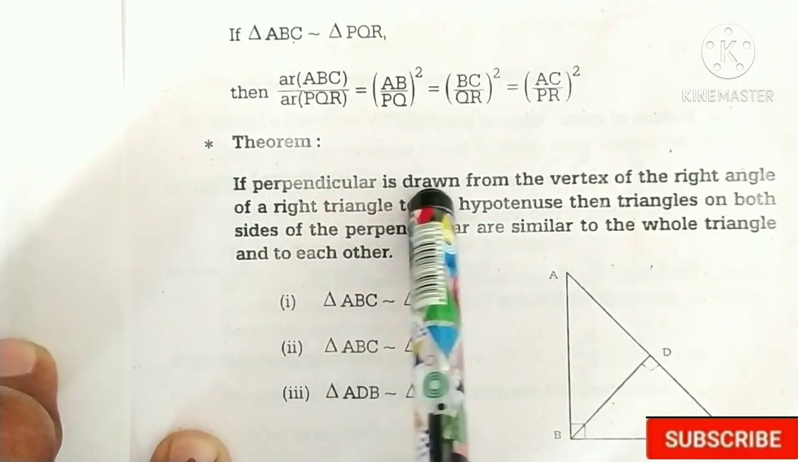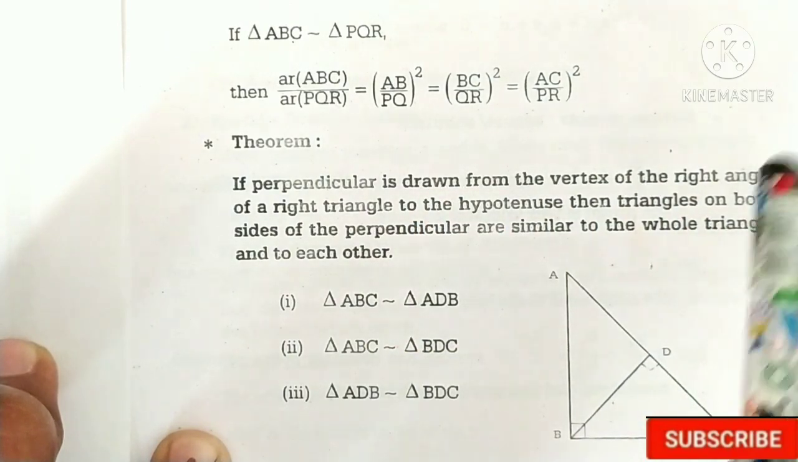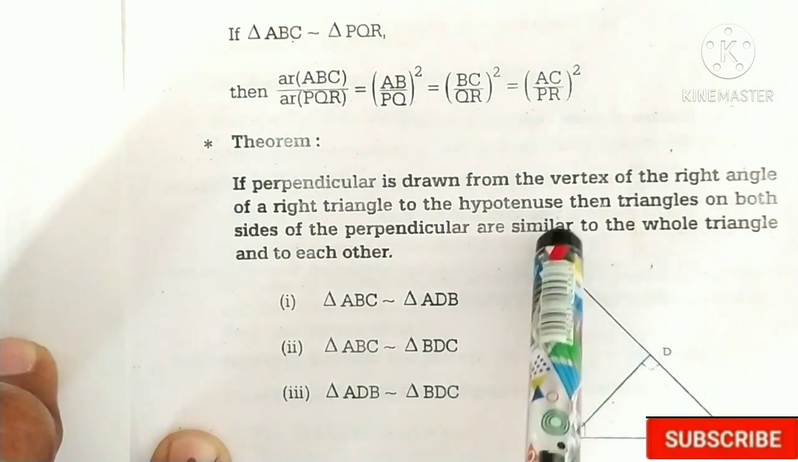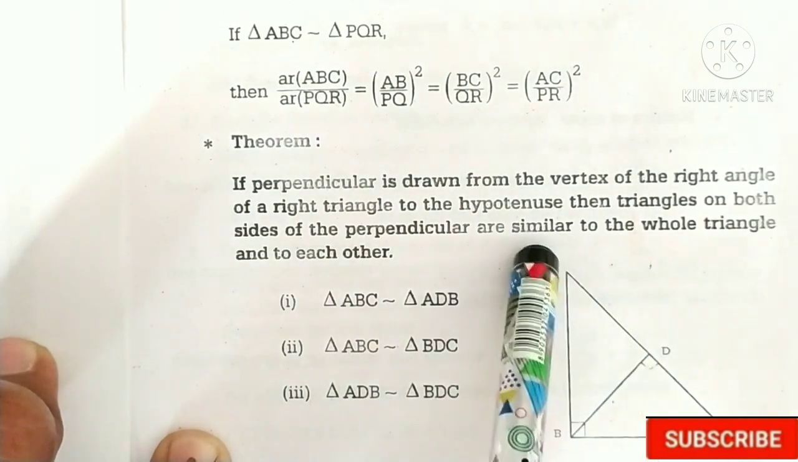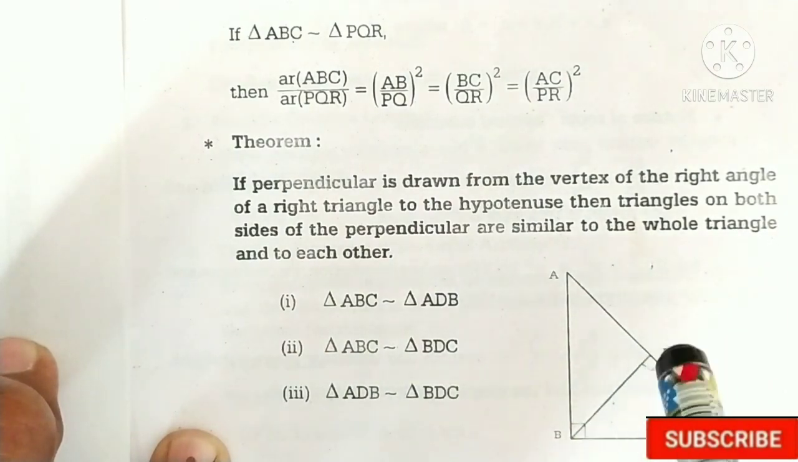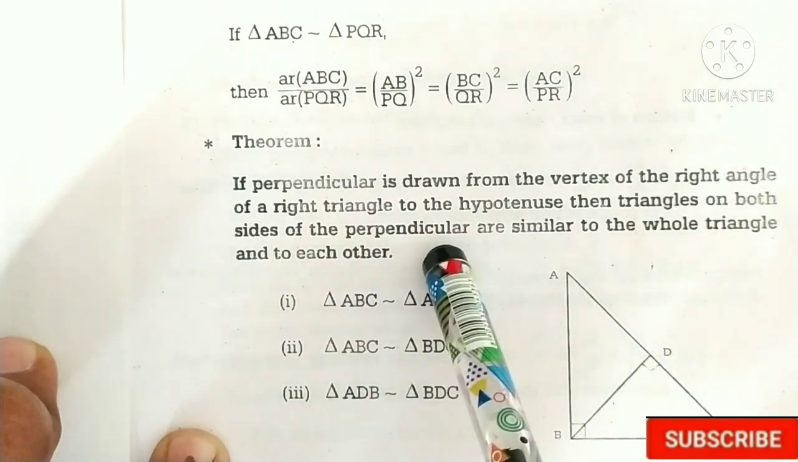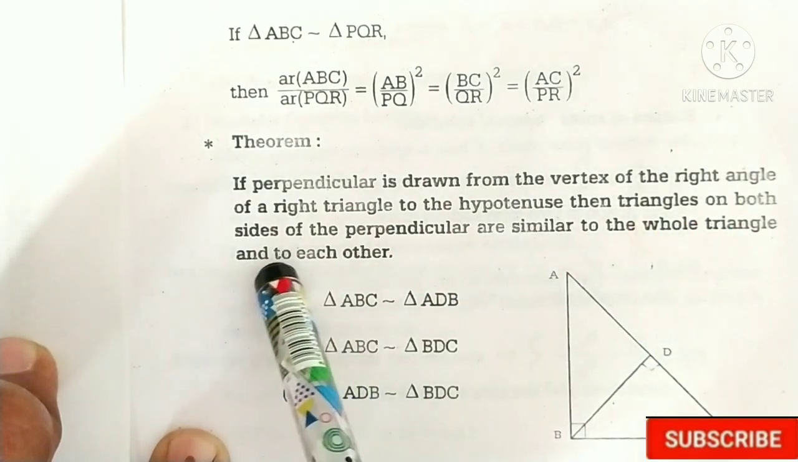If a perpendicular is drawn from the vertex of the right angle, now this line is a perpendicular drawn from the vertex of the right angle triangle to the hypotenuse. So here AC is the hypotenuse. Then triangles on both sides of the perpendicular are similar to the whole triangle and to each other.